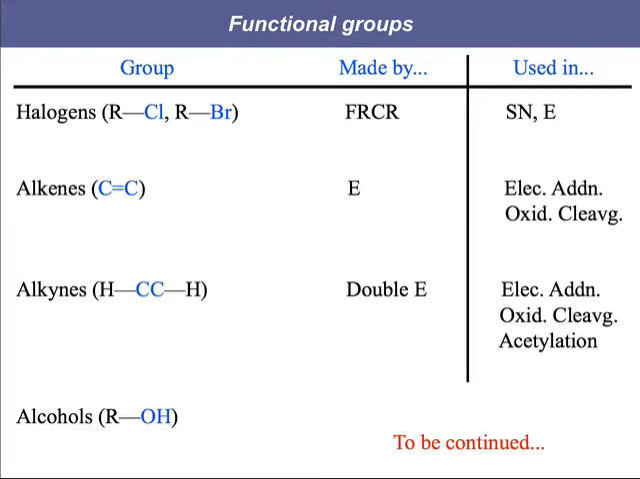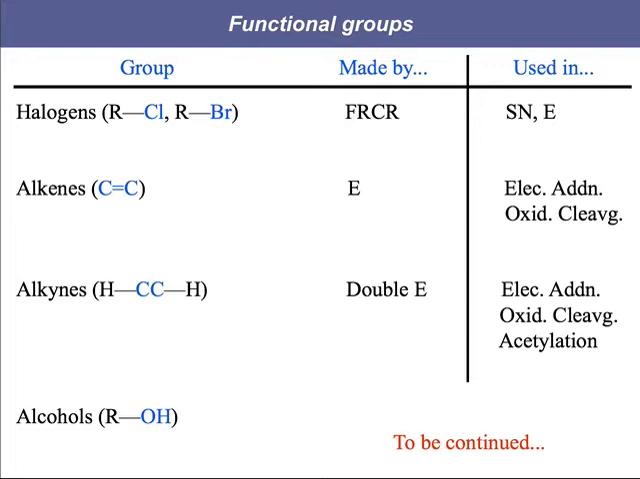We then moved on to alkenes, the carbon-carbon double bond, where we made them by elimination and used them in electrophilic addition and oxidative cleavage. We then finished up the first half of Chem 304 using alkynes, the carbon-carbon triple bond, that we made by double elimination and can be used in electrophilic addition similar to alkenes, oxidative cleavage similar to alkenes, but we added acetylation, which was our first tool to make carbon-carbon bonds.